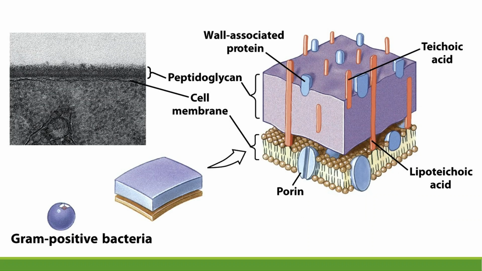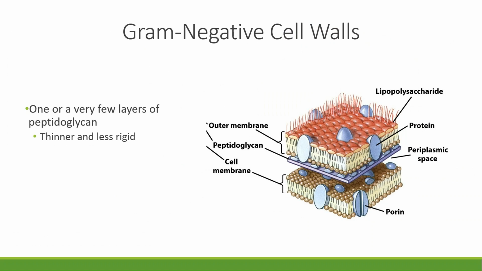This electron microscope image shows how thick the peptidoglycan layer can be in gram-positive bacteria compared to the very thin cell membrane below it. Gram-negative cell walls have a thinner peptidoglycan layer, usually thinner. Fewer layers built up together here is what makes it thinner. So less of those disaccharides with the peptidoglycan bridging.